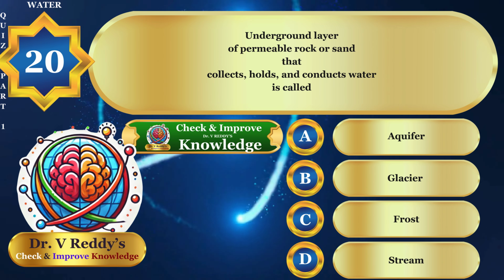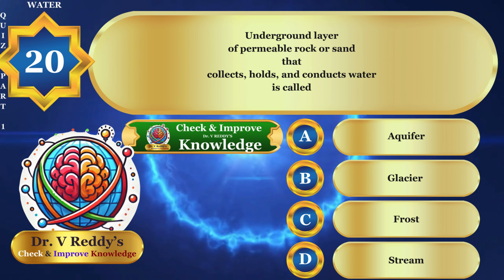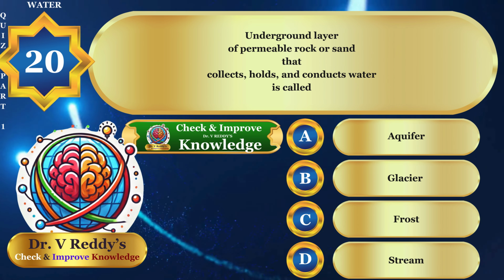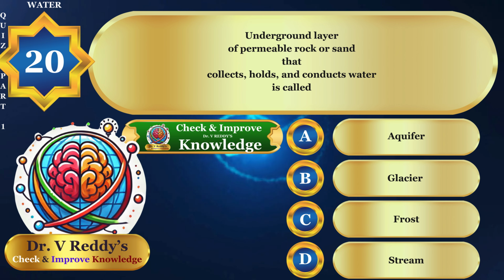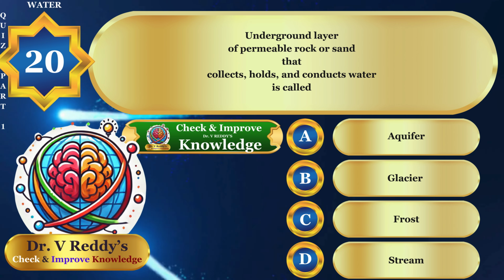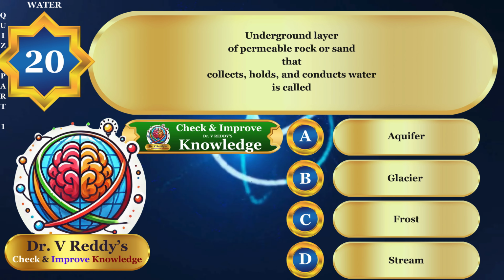20. Underground layer of permeable rock or sand that collects, holds, and conducts water is called A. Aquifer, B. Glacier, C. Frost, D. Stream.